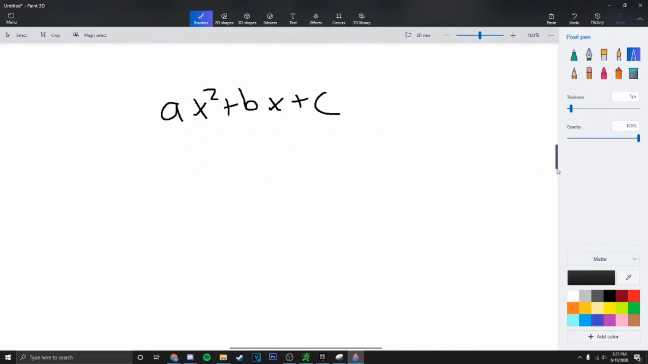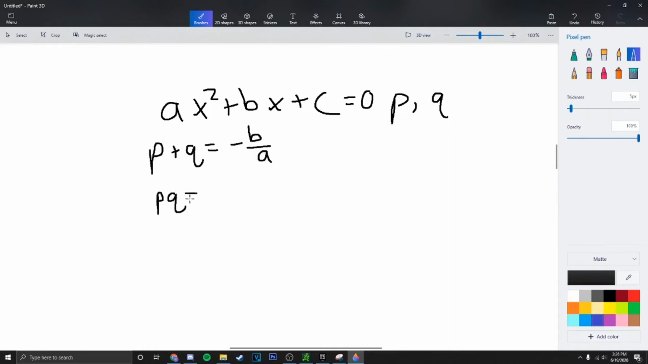I will not derive these here. However, if this equation has two distinct roots, p and q, such that when p and q are plugged in for x the equation equals 0, then p plus q will equal negative b over a, and pq will equal c over a. And those are Vieta's formulas for a quadratic equation.